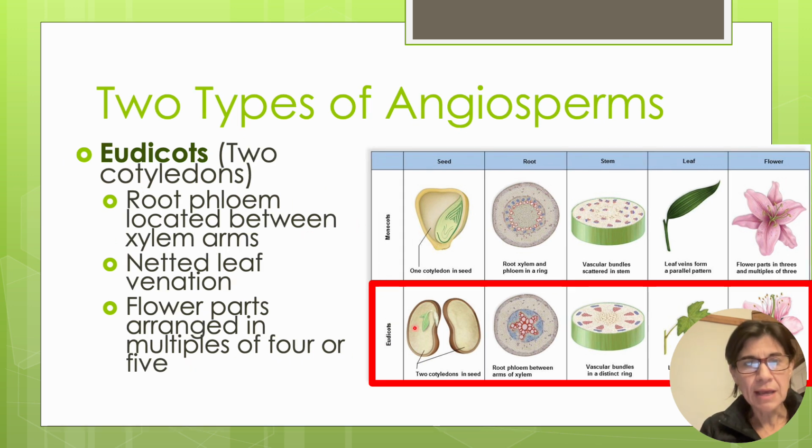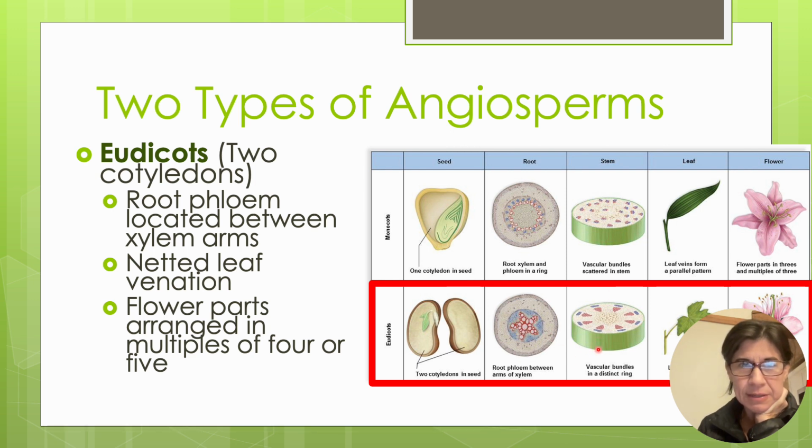In eudicots, which now I have highlighted there, do you see here now they're pointing to two seed leaves. True eudicots have two cotyledons. So if you open a bean plant, it has two parts to it, those are the cotyledons. And this is the little embryo. In the cross section of a root, the xylem and phloem make a star shape, where the red is the xylem and the blue is the phloem.